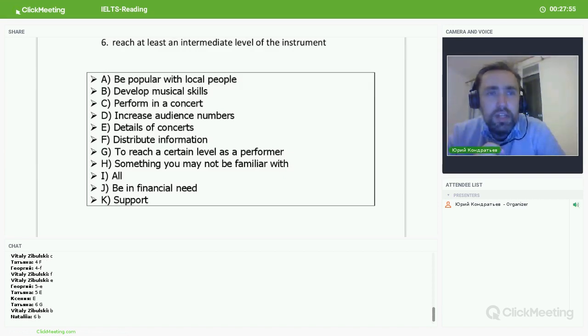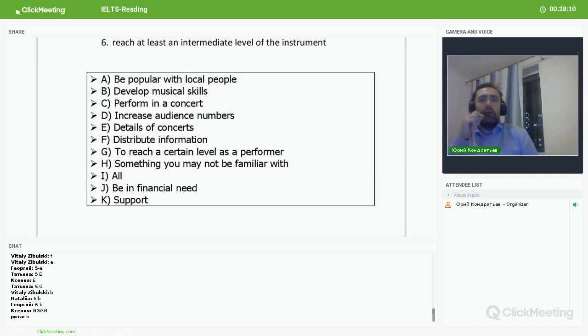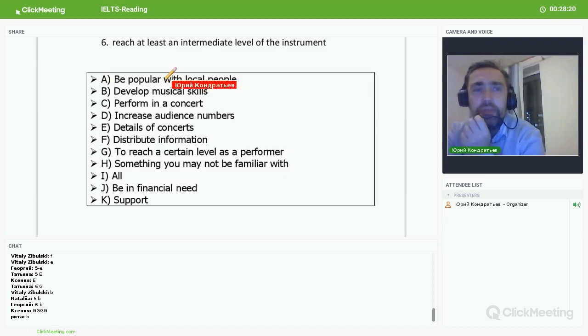Okay. Develop musical, so the opinions differ. It's develop musical skills or reach a certain level as a performer. Okay, so how do we choose which one? Which one is B or G? Actually, I will tell you about one method. Sometimes you have 2 texts and you have expressions that are very similar and you don't know which one to choose. So here's how it works.